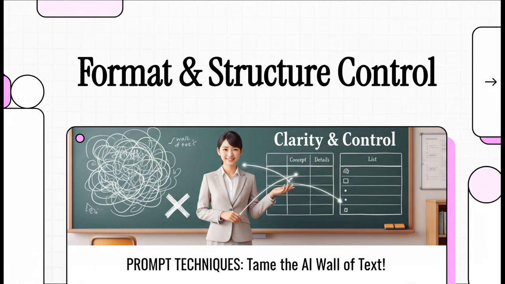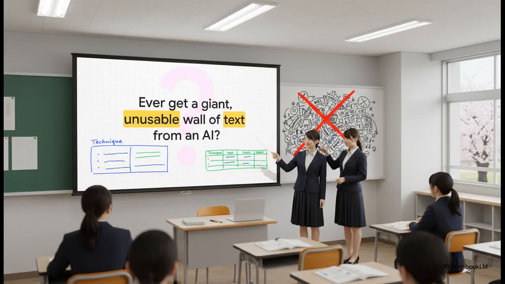Okay, let's talk about one of the most annoying things when you're using AI, that dreaded wall of text. We've all been there, but today we're going to learn the one skill you absolutely need to tame that text wall and turn total chaos into perfect, usable clarity. So, does this sound familiar?